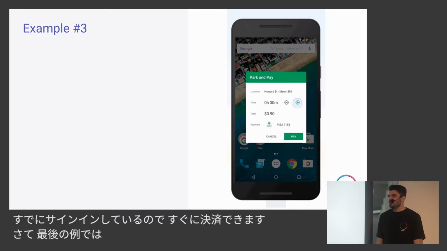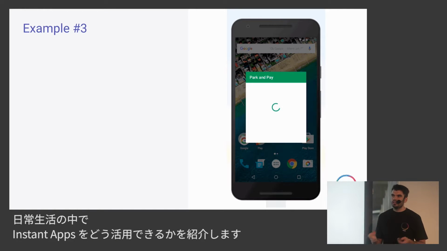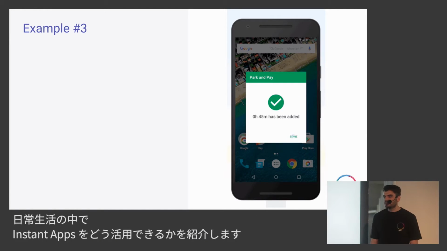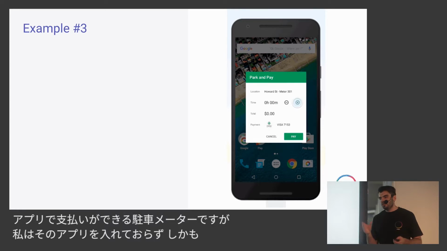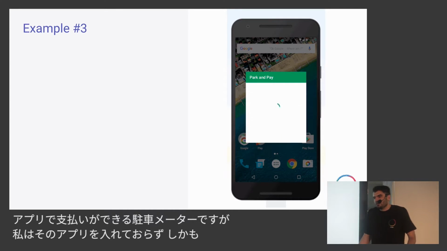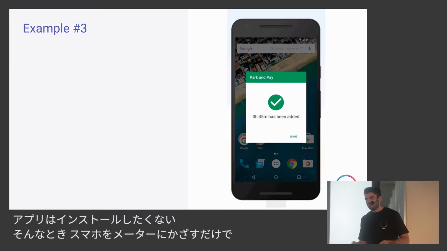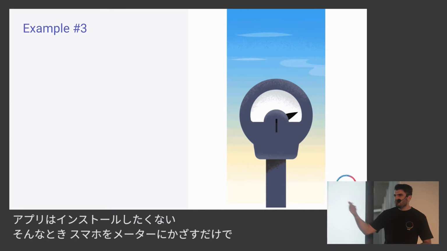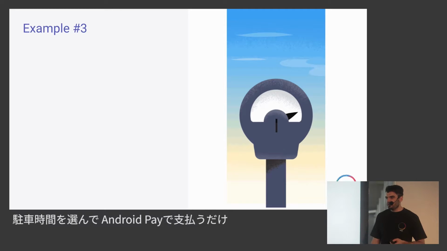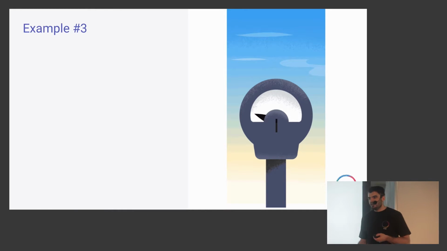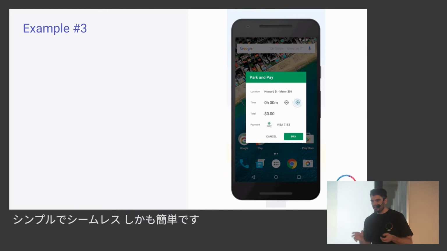Now, as a final example, let's see how instant apps can help me on a day-to-day basis in the real world. Let's say I'm driving and I get out of my car, and there is a parking meter, and it has the possibility to pay using an app. Now, I don't have the app installed, and I'm in a hurry, and I don't want to install it. What if I could just bring up my phone to the parking meter, and the app just launches immediately, without the need to install it? I can just select how much time I want, and pay with Android Pay. It is simple, seamless, and easy.